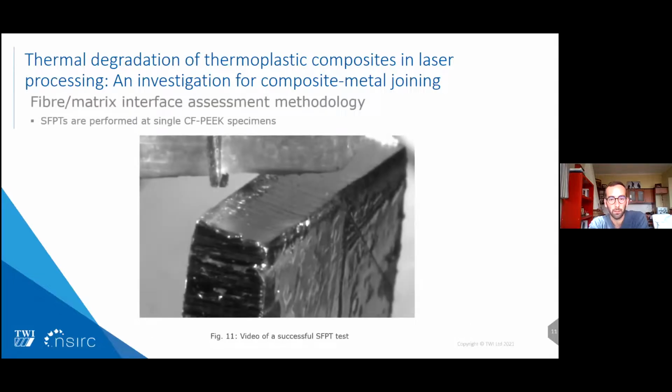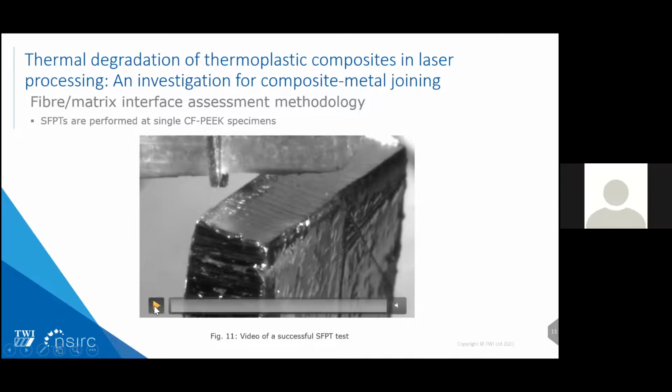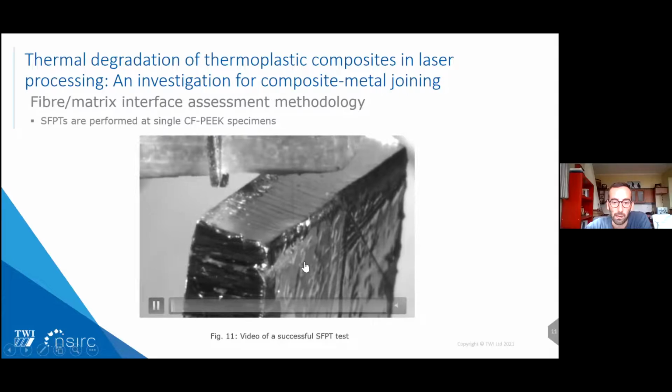The other technique that we examine in this PhD is the fiber matrix interface, as I already said. In order to examine the interface properties of the constituents before and after the heating treatment, I performed single fiber pull-out tests. You can see in this video what exactly this test is. Here, this is the PEEK matrix, and this is the carbon fiber.